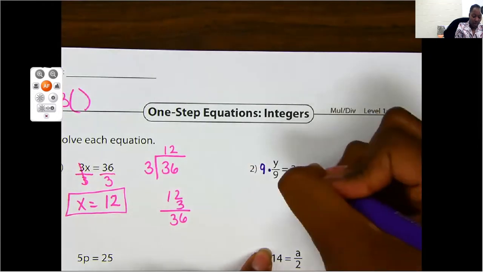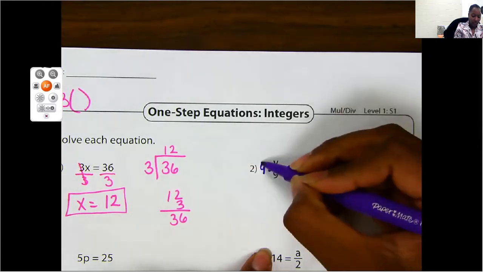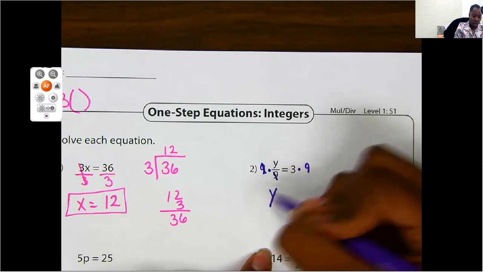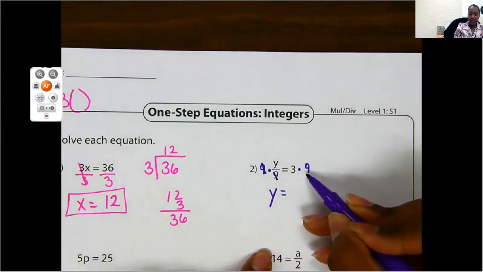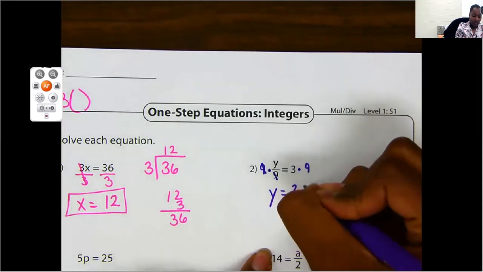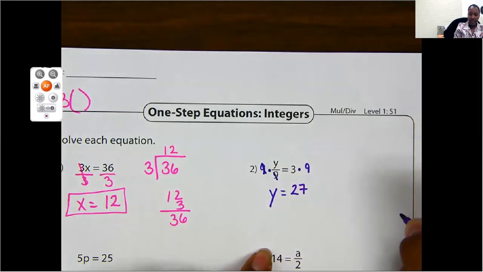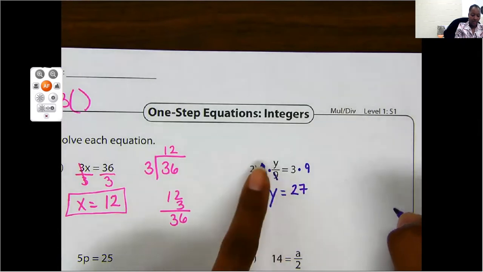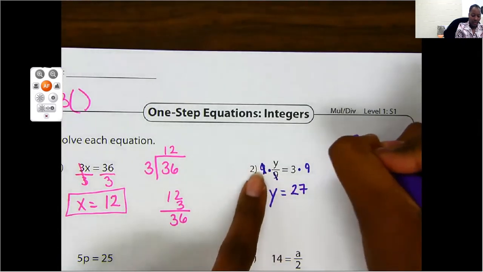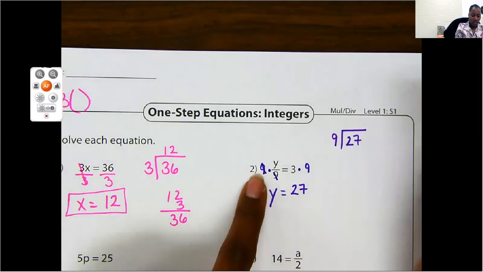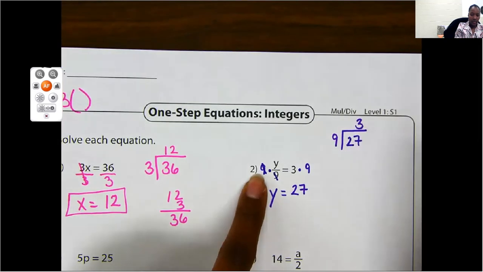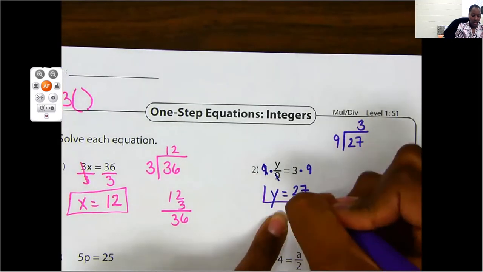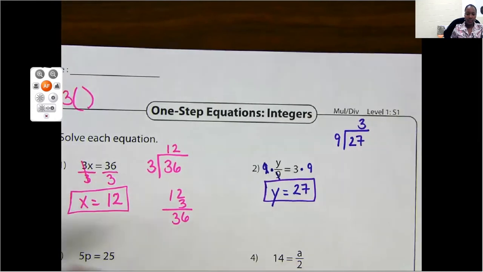So if I multiply by 9, it cancels and leaves me with the y, which is what I want. And then on the other side, I just do 3 times 9. 3 times 9 gives me 27. Again, I can check my answer. 27 divided by 9. 9 can't go into 2. 3 times 9 is 27. So I know my answer is correct here.